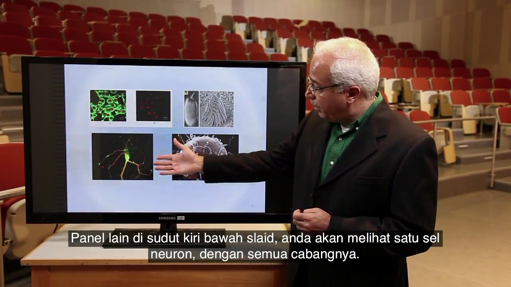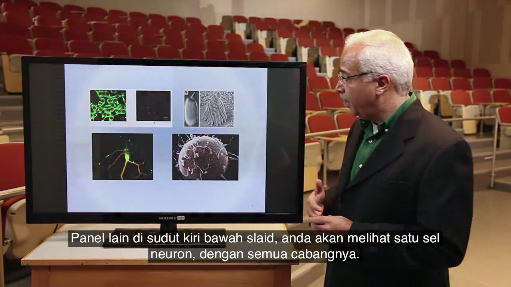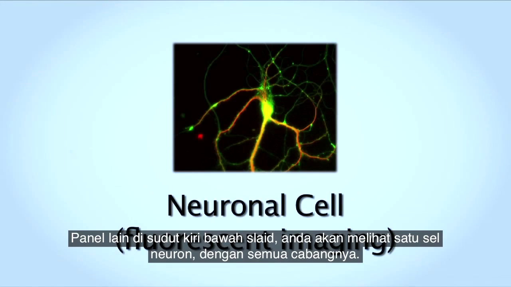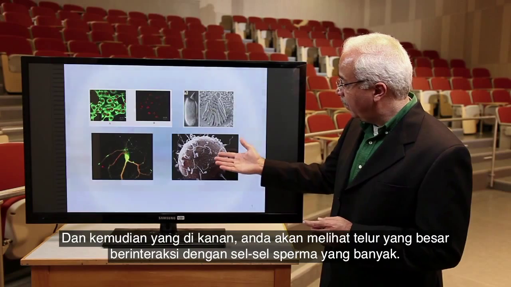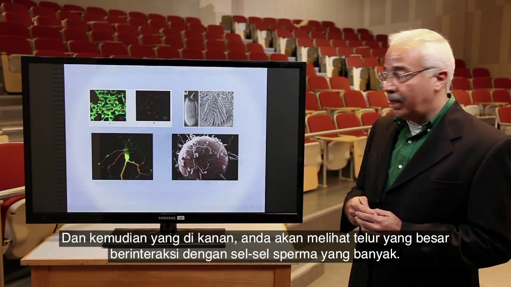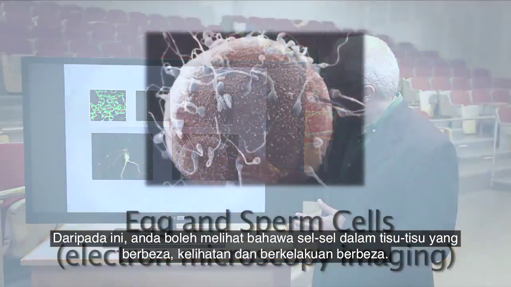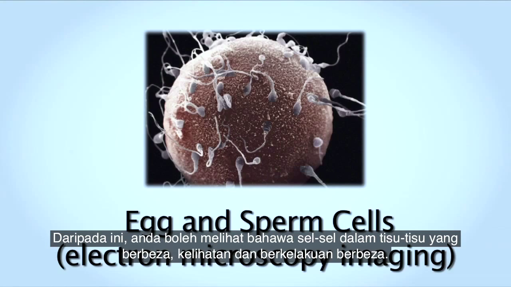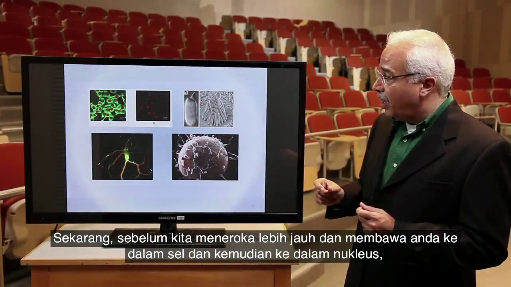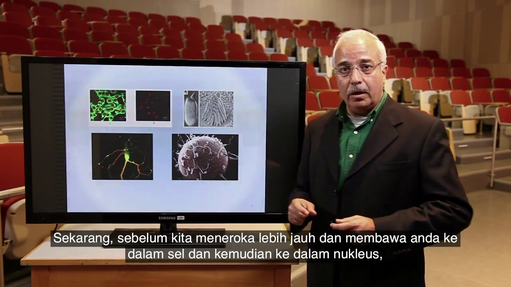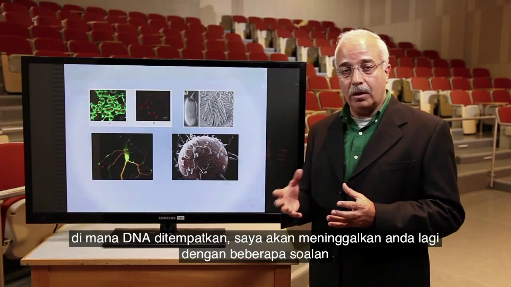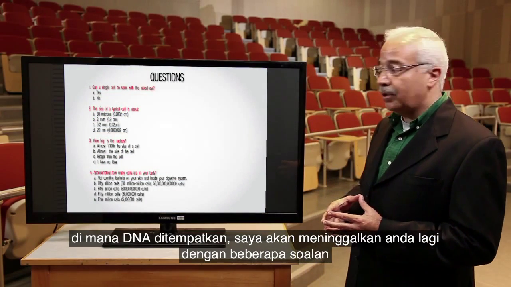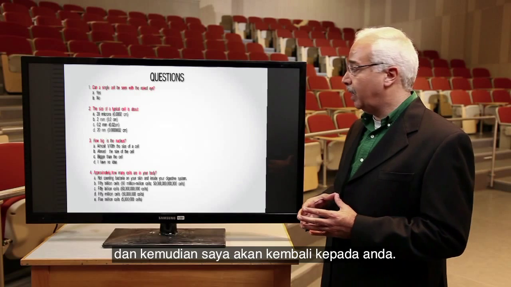The other panel at the lower left-hand corner of the slide, you will see a neuronal cell with all its branching. And then the one to the right, you will see the large egg interacting with many sperm cells. From this, you can see that the cells in different tissues do look different and behave different. Now, before we explore this any further and take you into the cell and then into the nucleus where the DNA is housed, I will leave you again with a few questions and then we'll come back to you later.